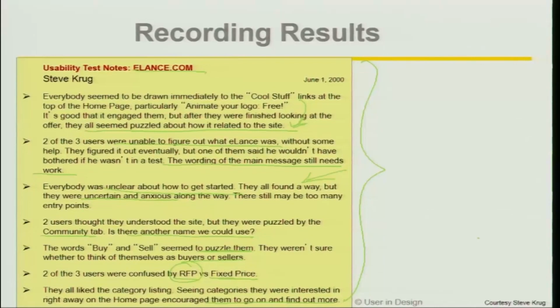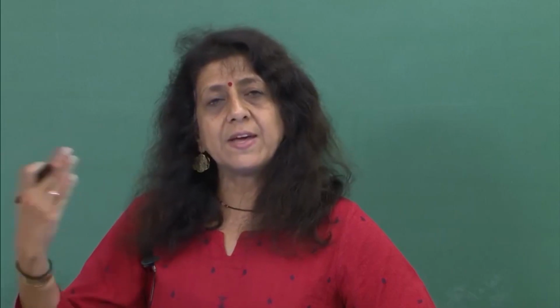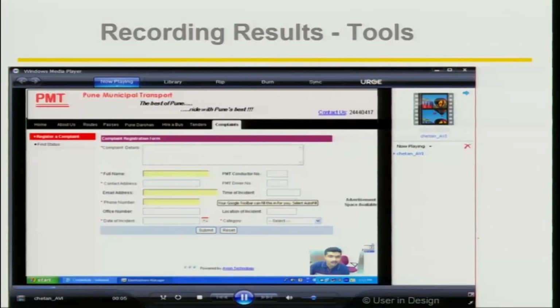Okay, so this is one of the simplest and most powerful ways of recording your results. So then at the end of the day or at the end of the week, you pull all that together and say, okay, now let's see what we need to do about our design. Okay, but don't postpone debriefing; do it immediately after the test. Okay.